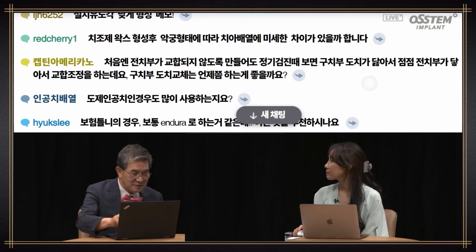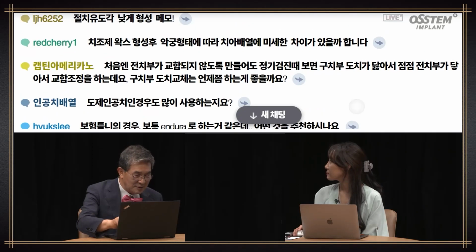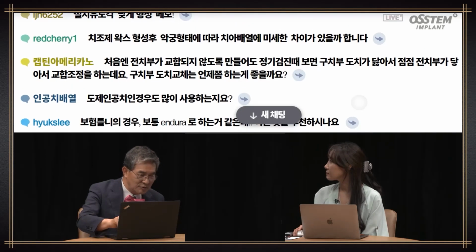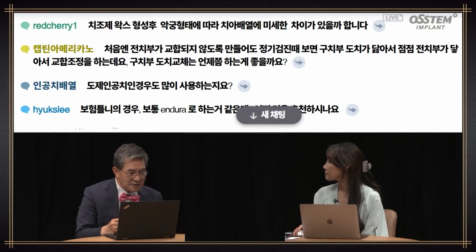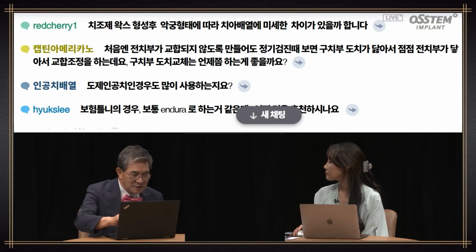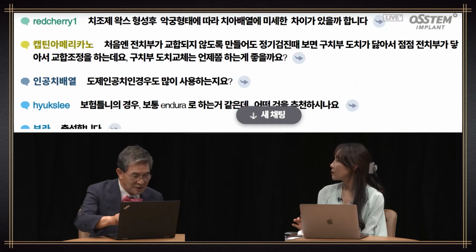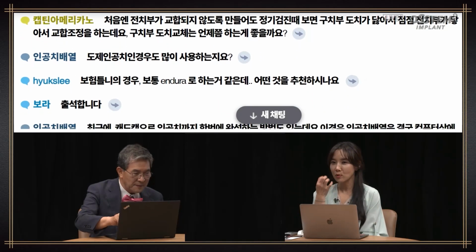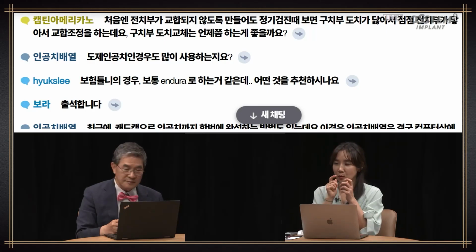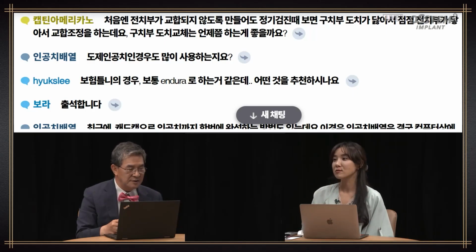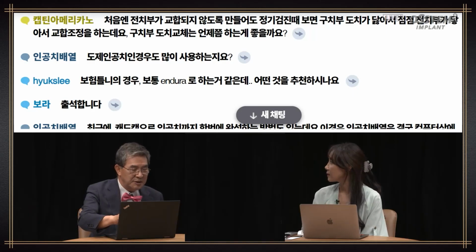The next question, IJH 6252 says, I need to take note of the low incisal guidance angle. Are there small differences in teeth arrangement depending on the arch form after forming a ridge wax? Sure, there can be differences when the arch is very narrow and triangular. It will look more natural if you rotate the teeth just a little bit.